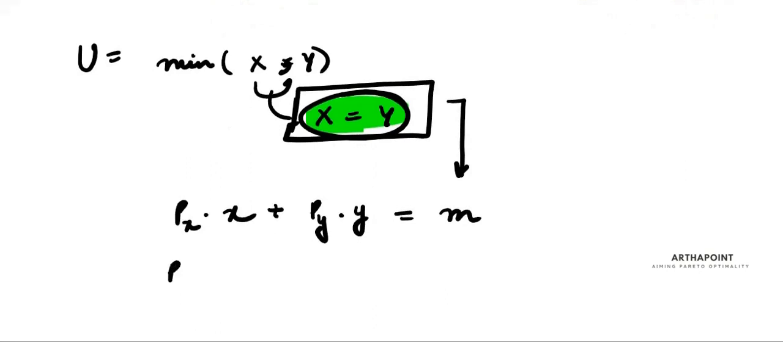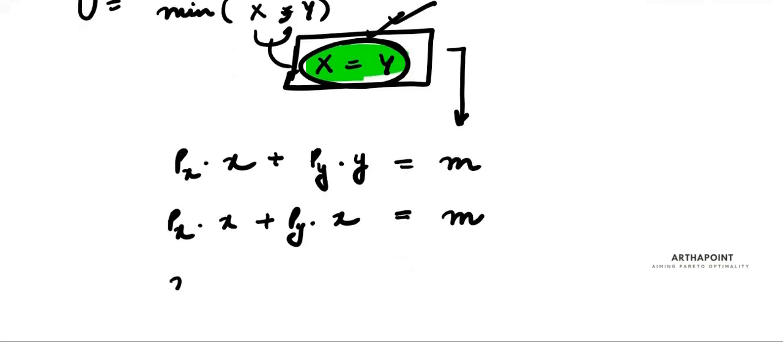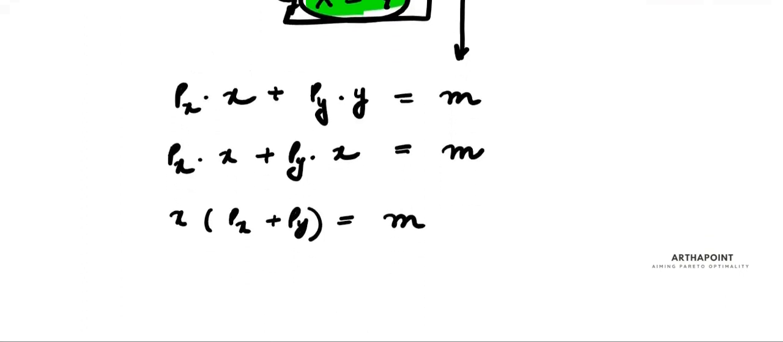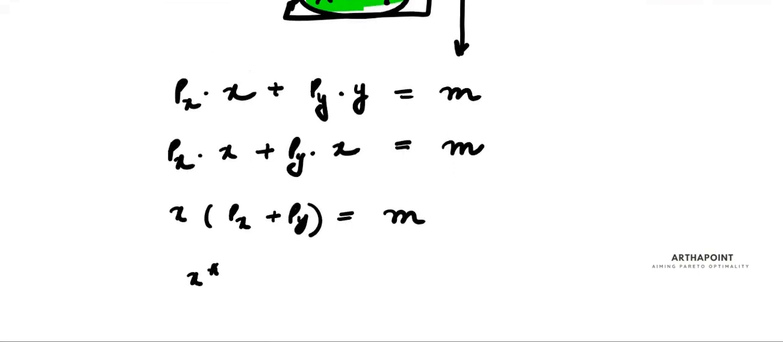So if in my constraint, I put x instead of y, because the two are equal at equilibrium, I can say px into x plus py into x is equal to m. So I can take x common and I can get (px plus py) times x equal to m. From here, I can get x star is equal to m by (px plus py).